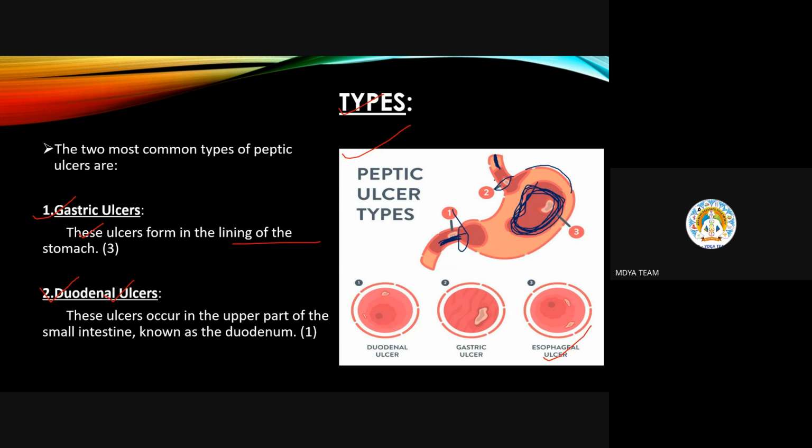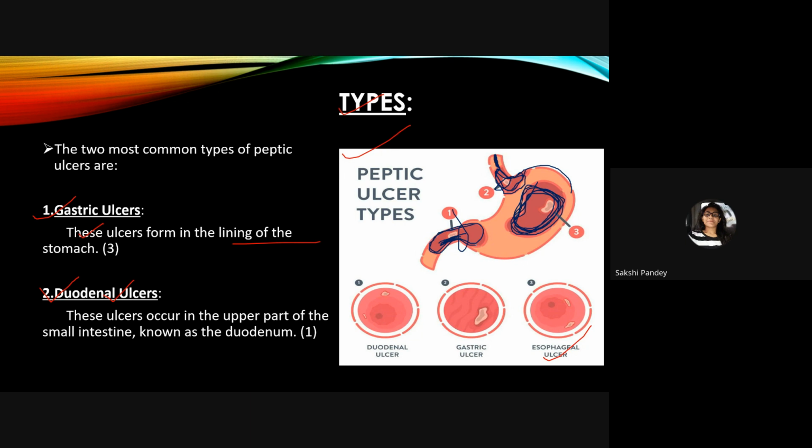So if an ulcer happens in the esophagus, in this region, what will it be called? Esophageal ulcer. And if the ulcer is inside this half part of the duodenum, then it will be called as.